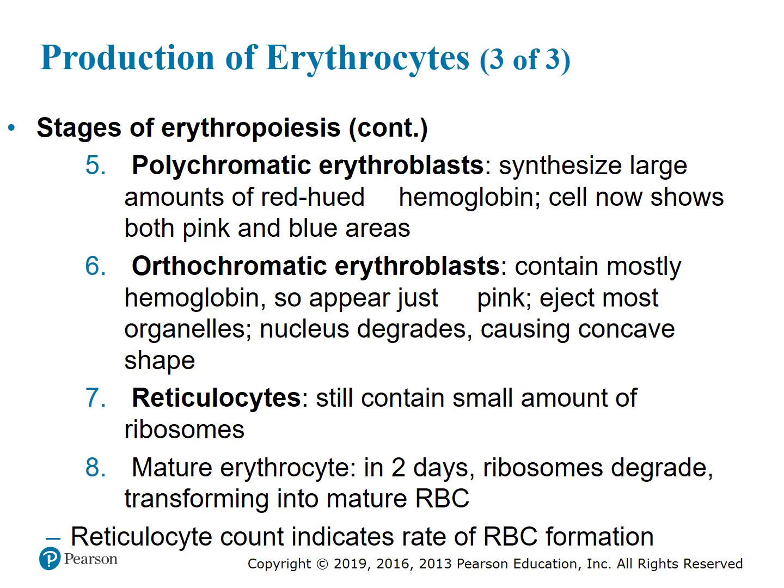Orthochromatic erythroblasts contain mostly hemoglobin, so they appear just pink. This is when they eject most organelles. The nucleus degrades, causing the concave shape. Then reticulocytes still contain small amounts of ribosomes, and a mature erythrocyte forms within 2 days as the ribosomes degrade, transforming into a mature red blood cell. The reticulocyte count indicates the rate of red blood cell formation.